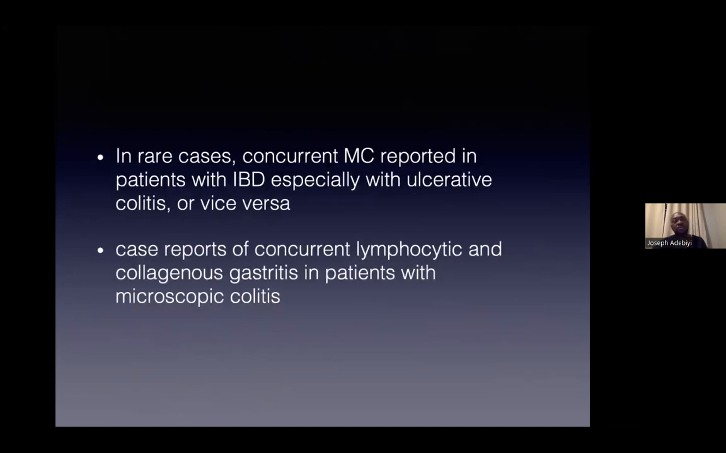And then there are also rare cases of concurrent reporting of microscopic colitis in patients who had inflammatory bowel disease, especially ulcerative colitis. Or you find patients who have ulcerative colitis and then you find them having features of microscopic colitis. And then certain individuals who have microscopic colitis have been shown to have lymphocytic or collagenous gastritis in their stomach.